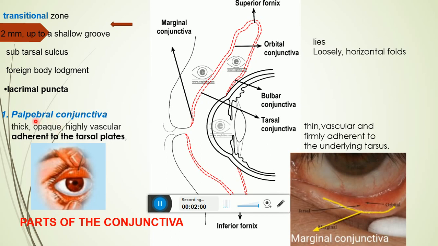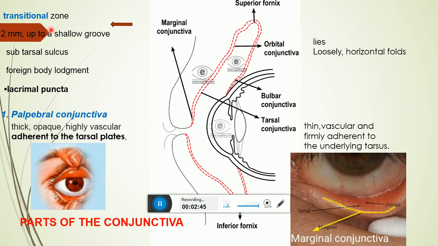The first one is palpebral conjunctiva. As I already told, it starts at the mucocutaneous junction of the lid margins and is firmly attached to the posterior tarsal plate. It has a tarsal part and an orbital part. The tarsal conjunctiva is thin, vascular, and firmly adherent to the underlying tarsus, while the orbital conjunctiva is loose and has horizontal folds. Both of these are palpebral conjunctiva. So the palpebral conjunctiva is thick, opaque, highly vascular and adheres to the tarsal plate.